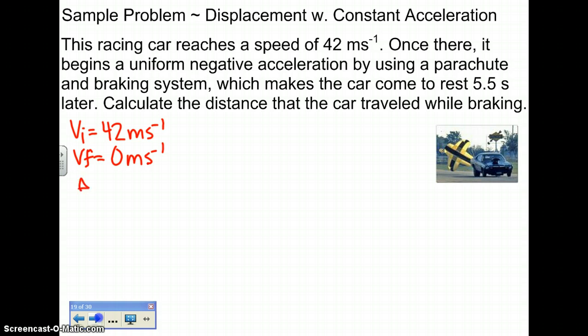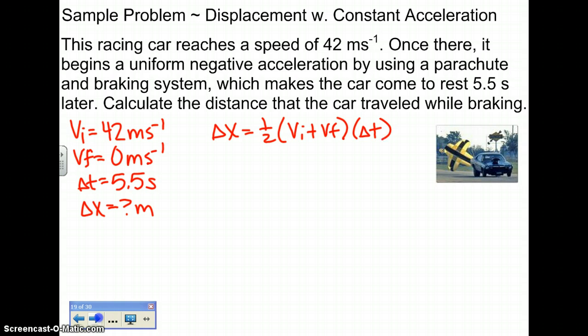And we have a time of 5.5 seconds. Reading the problem again, you can find out that it's asking you to calculate the distance, how far. Really, it should say displacement there, but this is the problem. Okay, so from that, what we see here is that there isn't a delta x. There is the VI and the VF. So we want to use the delta x equals 1/2 quantity VI plus VF times delta t equation.